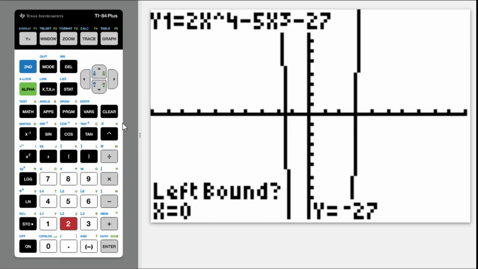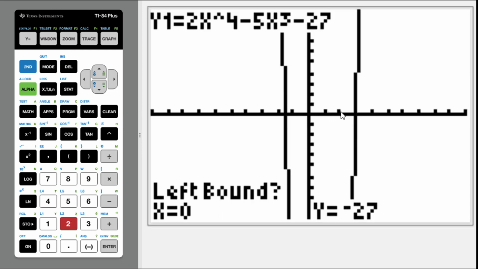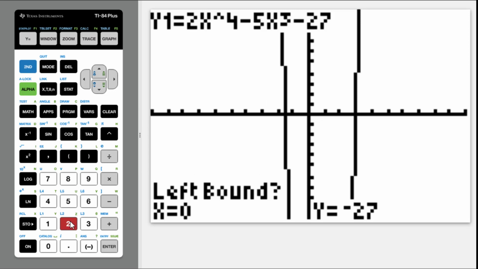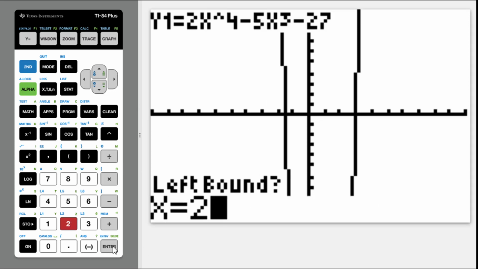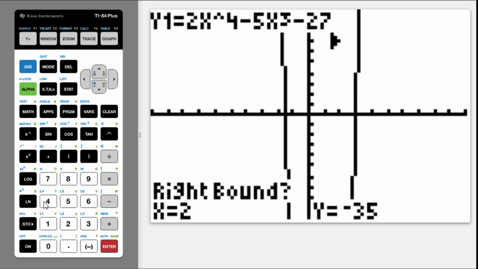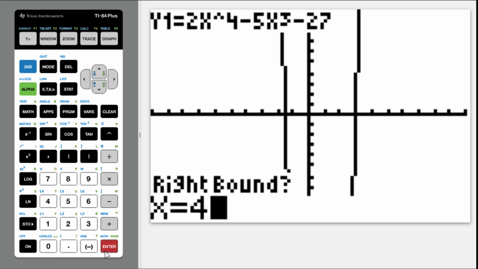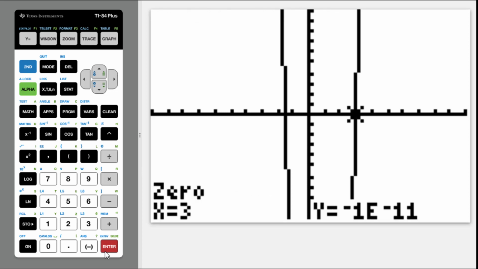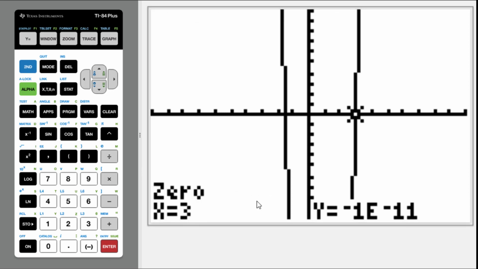0, that's 2. 1, 2. So let's put the 2 as the left bound. Right bound, this is a 4, so press 4. Enter. Enter. 0, x equals 3.